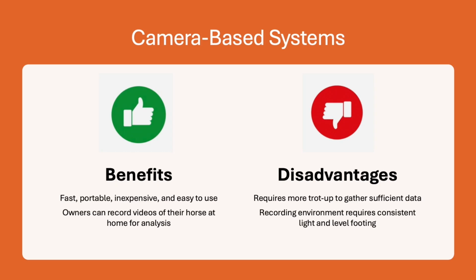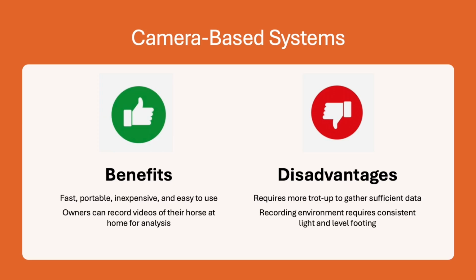The benefits of the single-camera markerless system are that it's fast, portable, inexpensive, and easy to use. Owners can also record videos of their horse at home for analysis using a link provided by their veterinarian. One of the main limitations of this system is it requires more trot-ups to gather sufficient data.